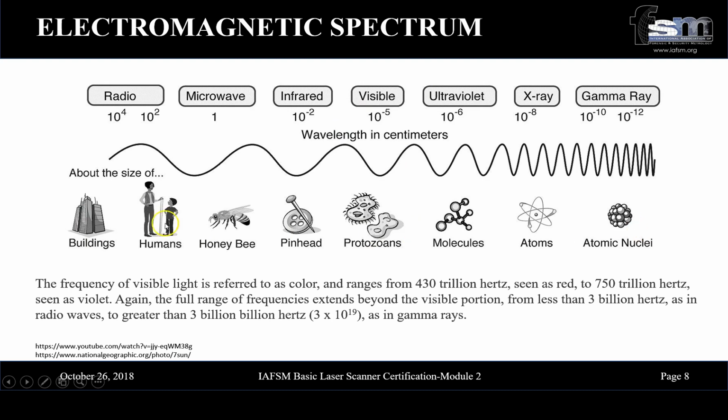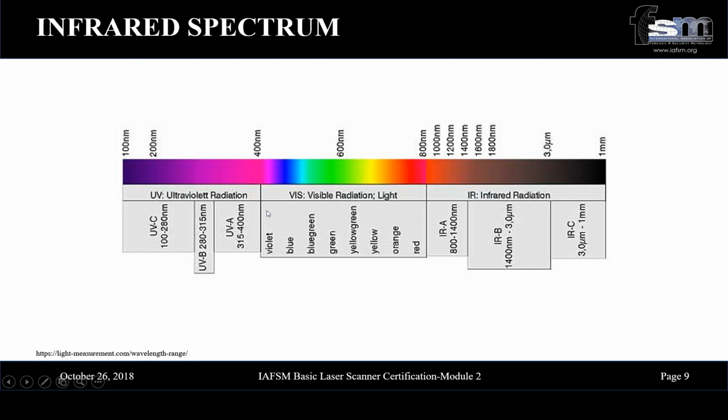So in terms of the size of these wavelengths here, you can see at the infrared, we're talking about very, very small wavelengths, the size of a pinhead, and in the visible protozoans. And as we move towards microwaves and radio waves, we're getting much, much larger. As we go to the right here, as we go to X-rays and gamma rays, we're talking about very, very small wavelengths. Okay, let's move on.